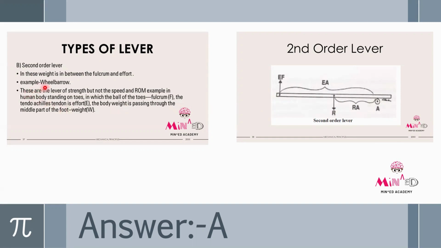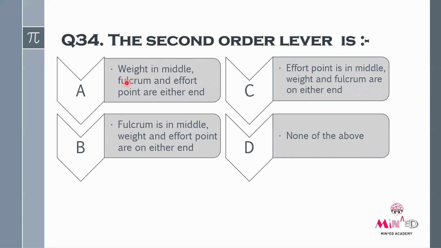So here you can see a normal example will be a wheelbarrow, and in the body, standing on the toe, where the toes form the fulcrum, the tendon is the effort, and body weight passing through the middle part is called weight. Fine. So answer for this question will be: weight is in the middle, fulcrum and effort point are at the other ends. Okay. So in the second order lever, the weight is in the middle. That's it. Simple.